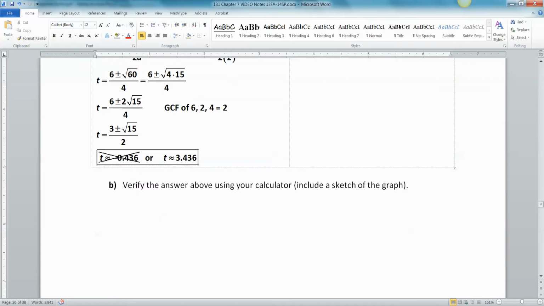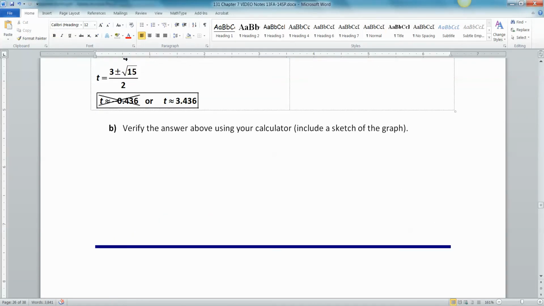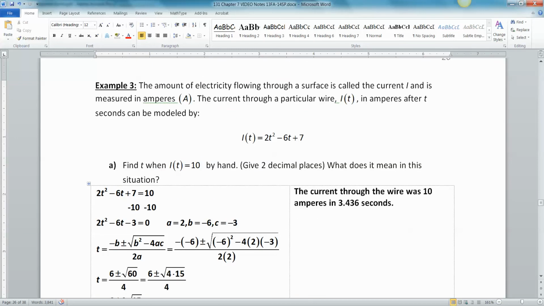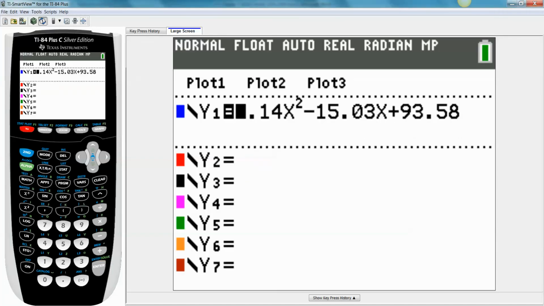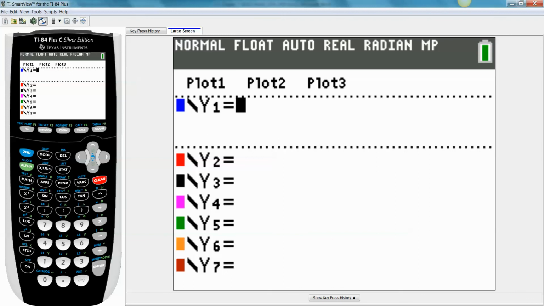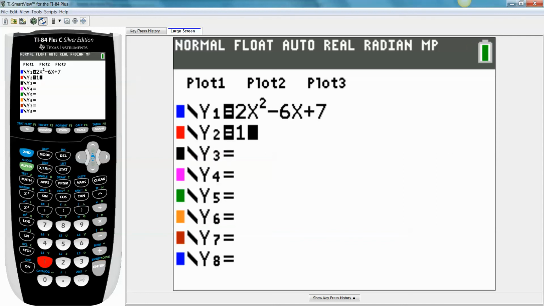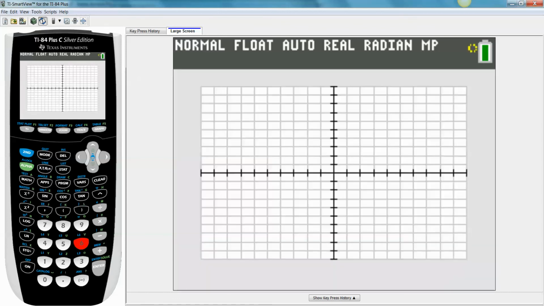All right, so now let's back ourselves up with the calculator. So that's going to mean sketching a graph. So what I'm going to do is I'm going to go to the calculator and I'm going to press y equals. I'm going to clear out the old and type 2x squared minus 6x plus 7 for the y1. I'm going to put 10 in for y2. I'm going to just do it on a regular window and see what I can see here. And there it's graphing it.